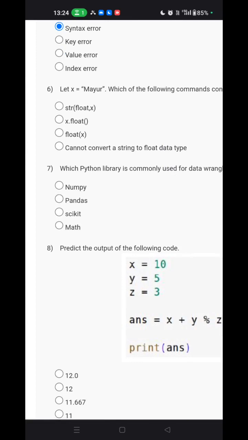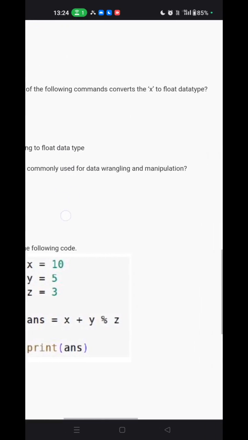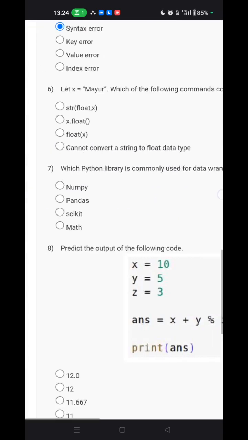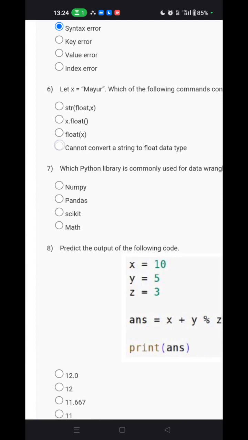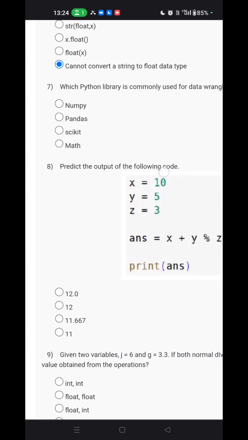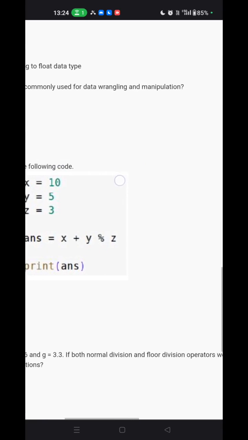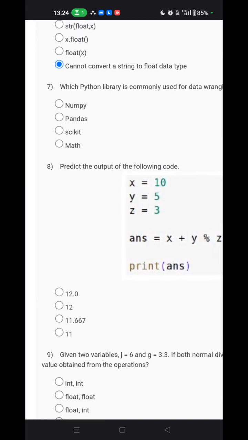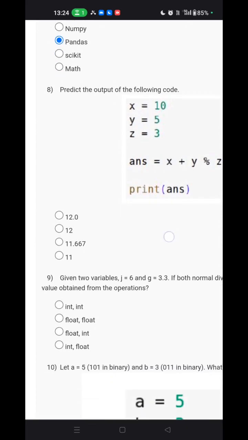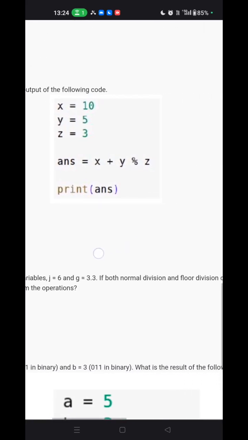And x is equal to MAYUR. Which of the following commands converts x to float data type? Not possible, impossible. Now, which Python library is commonly used for data manipulation? Question number 7. Everyone knows pandas, already we used. X is equal to 10, y is equal to 5, z is equal to 3.